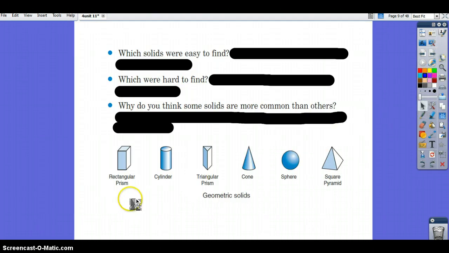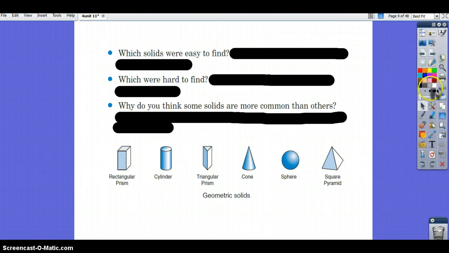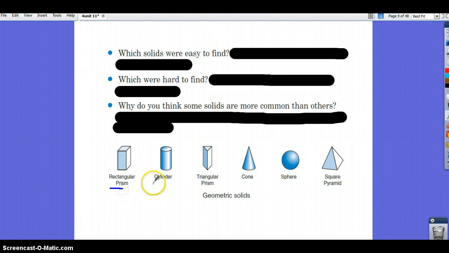Look at the solids that are on this page. This is a rectangular prism. Next to it, you are looking at a cylinder shape. Next is a triangular prism. Notice it's a triangular prism because you can tell with the triangle that is here on the bottom. A cone, which makes sense because it looks like an ice cream cone. A sphere, which looks like our Earth.